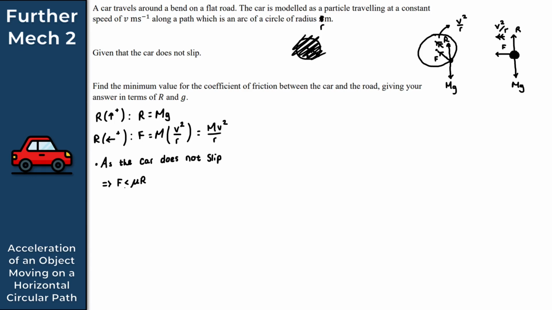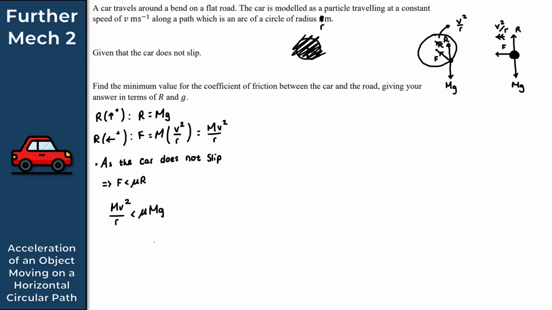Okay, so let's substitute F and R into this inequality. F then is Mv squared over r. So we've got Mv squared over r is strictly less than mu times R, which is Mg. Basically what we want to do here is get mu on its own on one side of this inequality. We should be able to cancel down and arrive at an expression in terms of just r and g.